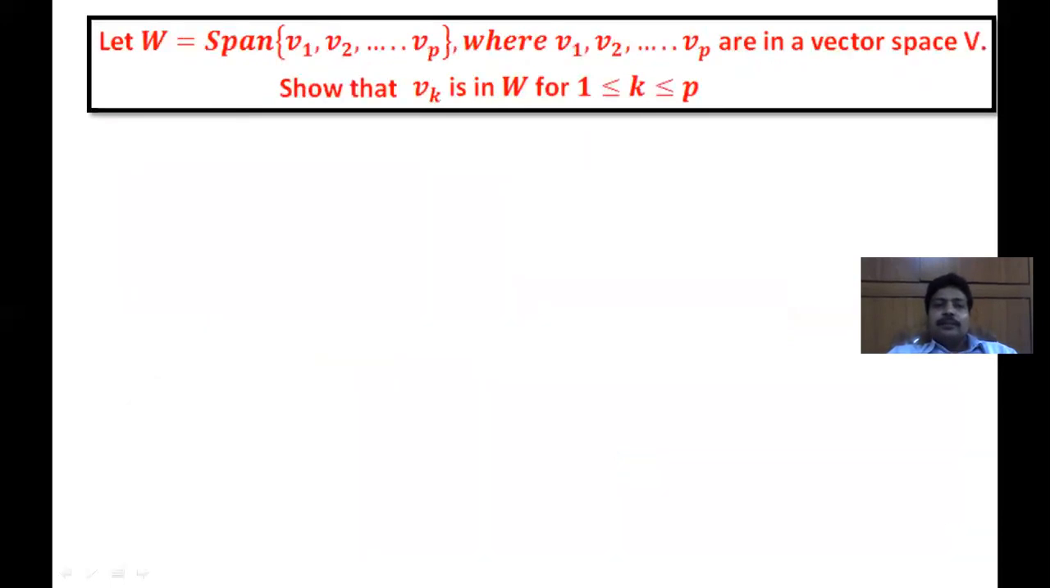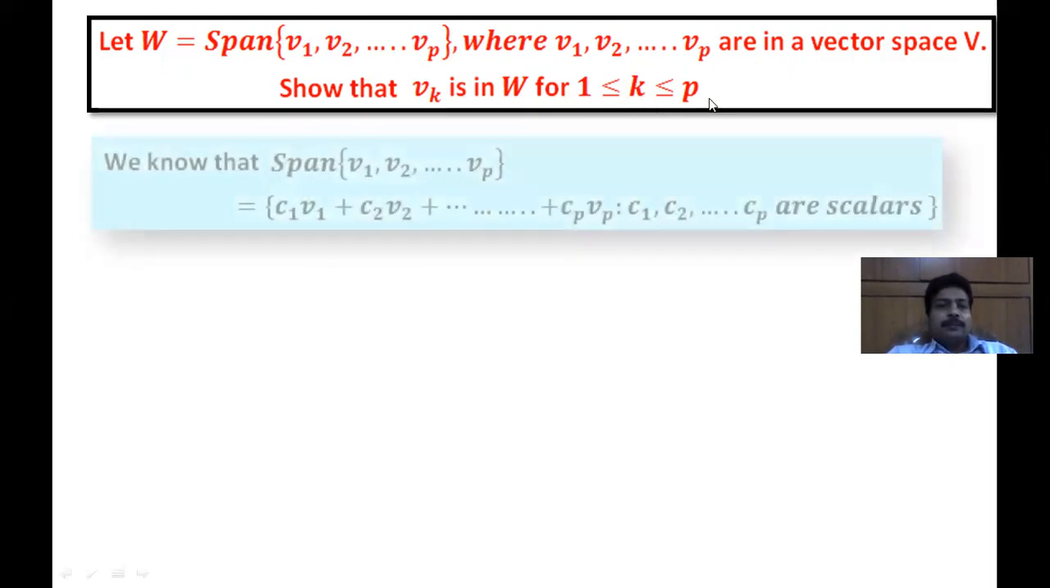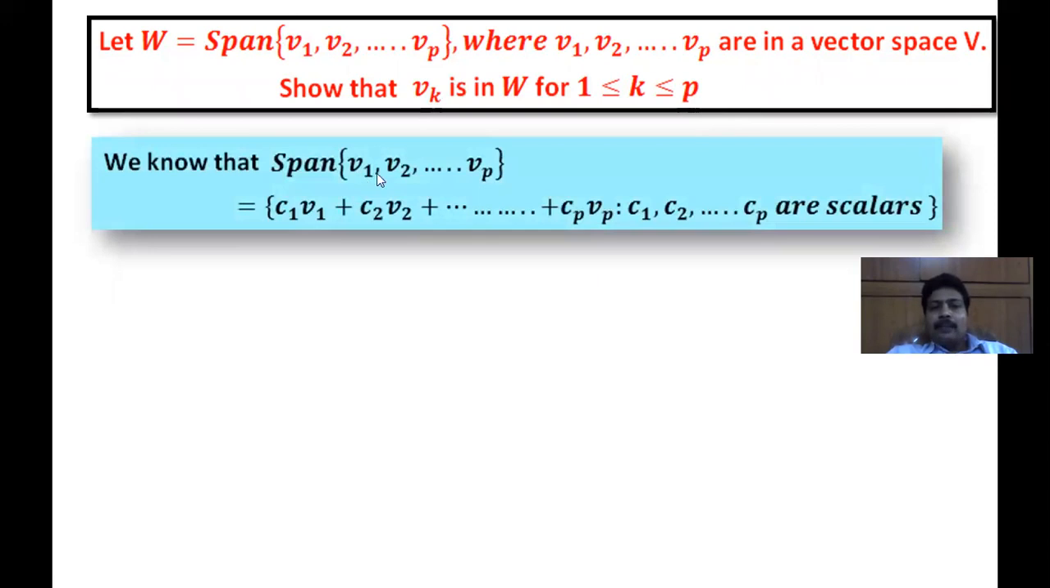Similarly, this is another problem. Let W be equal to span of v1, v2 and so on, vp, where v1, v2 and so on, vp are vectors in vector space V. Show that vk is in W. vk is any randomly chosen element from these vectors, for 1 less than or equal to k less than or equal to p. We know that span of v1, v2 and so on, vp is equal to the set of c1 v1 plus c2 v2 and so on plus cp vp, such that c1, c2 and so on are scalars. This is the definition of span.